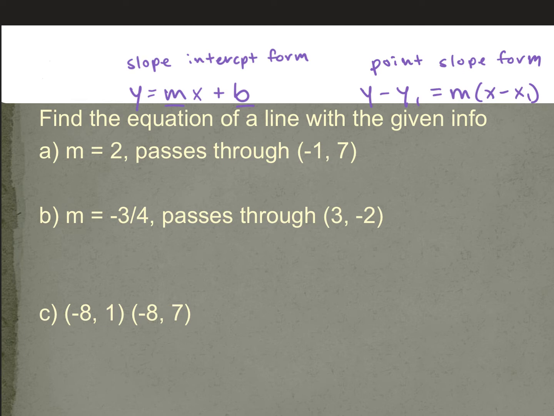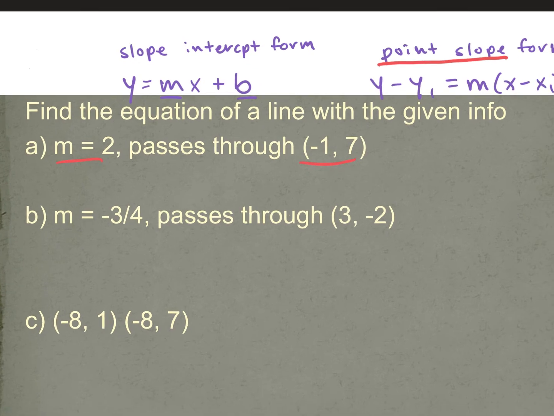So for A, I'm given the slope and a point. What do you think would be the easiest one to use? Point-slope form. I have the slope and a point, so it'd be easiest to use point-slope form. So let's plug in what we have.